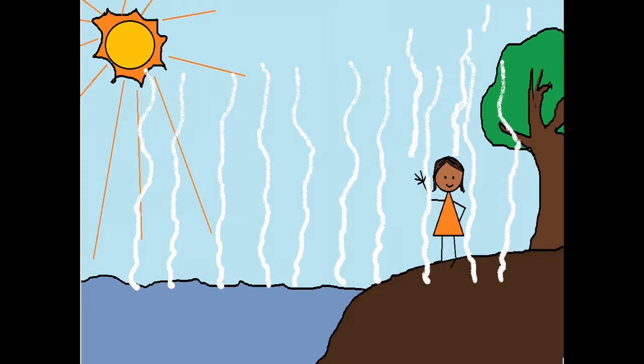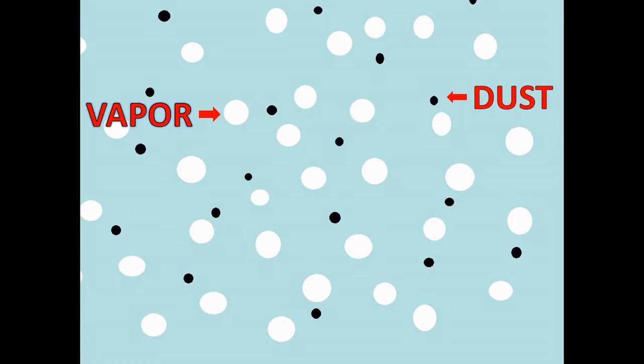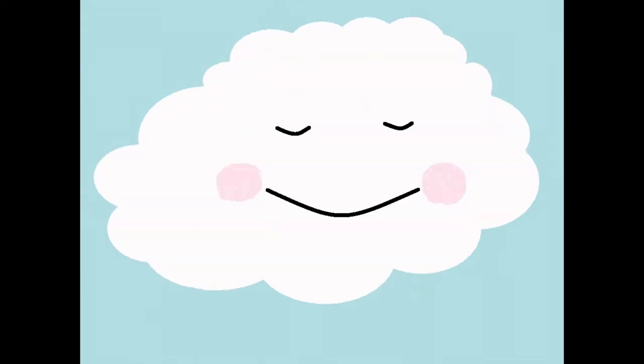This invisible vapor rises up to the sky and then slowly starts to cool down. Then the vapor sticks onto tiny pieces of dust, salt, or pollen that are floating in the air. Think of the black circles as dust or pollen and the white circles as water vapor. And so they form a tiny water droplet around each dust particle. And when billions of these droplets come together, they form a cloud.